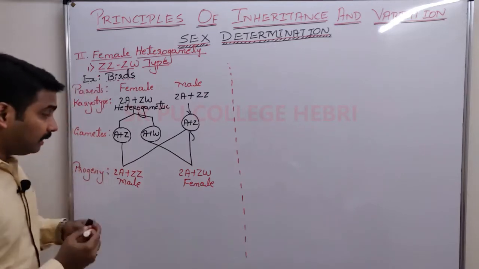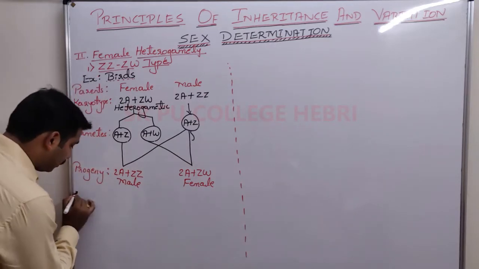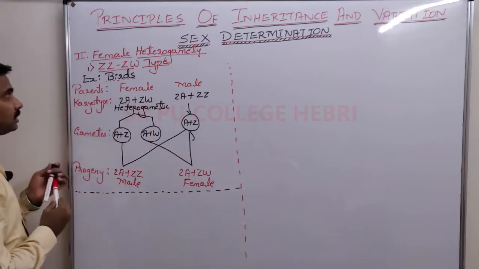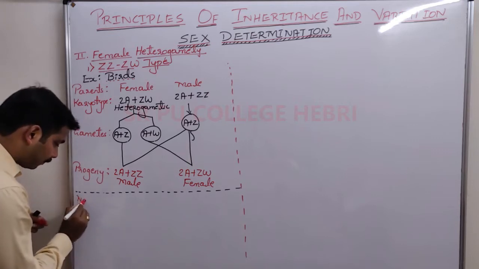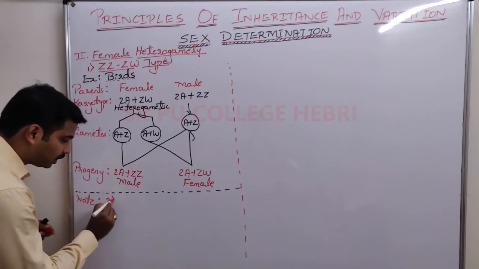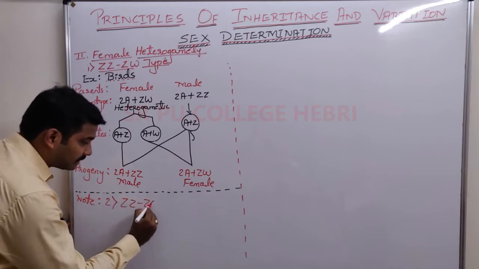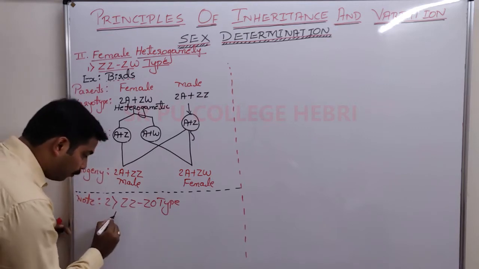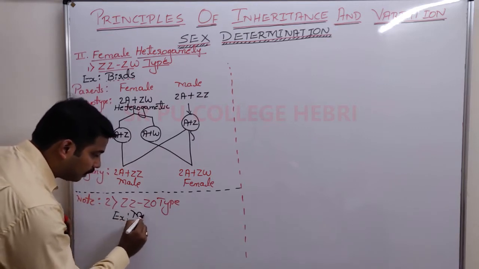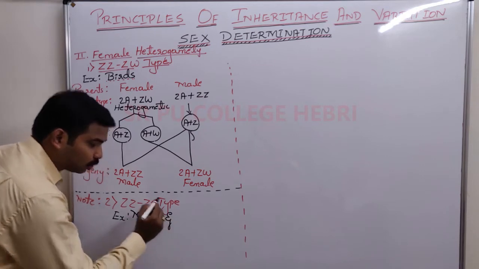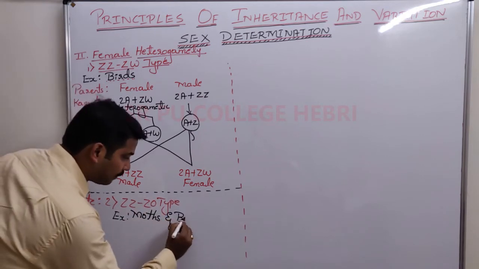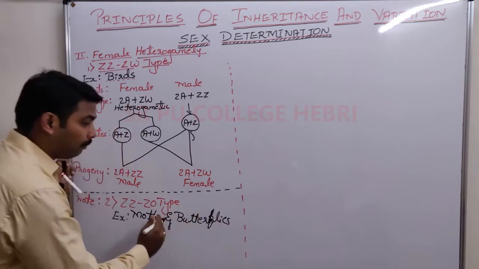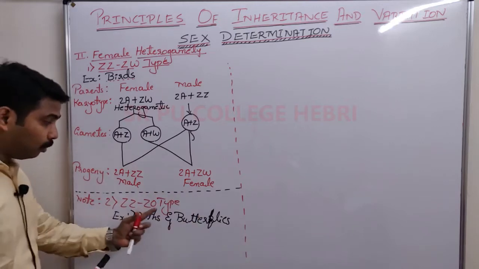Birds. The second one, apart from ZZ-ZW, there is one more type, which is number 2. Take it as a note, number 2, it is ZZ-ZO type. Please take it as a note, which we can see in moths, some arthropods, moths, and some butterflies. Moths and butterflies are known for this one.